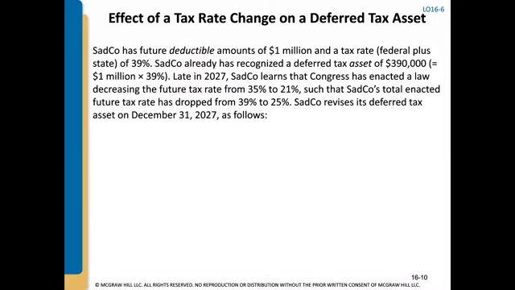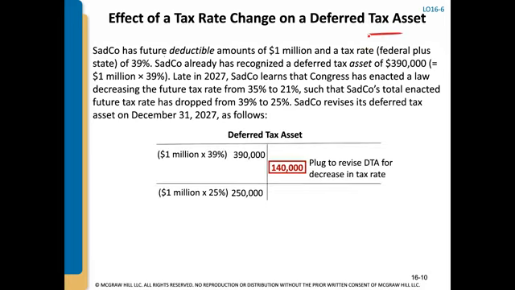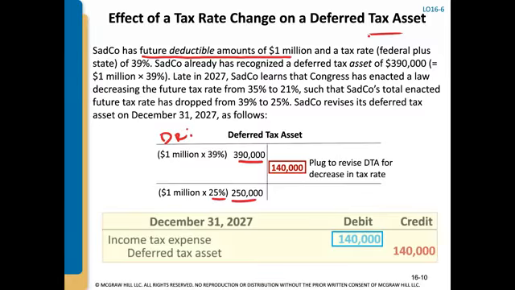Same thing if your net balance is a deferred tax asset. So these are the same facts, except now the company has future deductible amounts of $1 million. The normal balance for a deferred tax asset is a debit. They started with a deferred tax asset of $390,000. They need an ending balance of $250,000 because it's going to get tax affected at 25%. So now they have to credit their deferred tax asset by $140,000, and the debit goes to income tax expense.